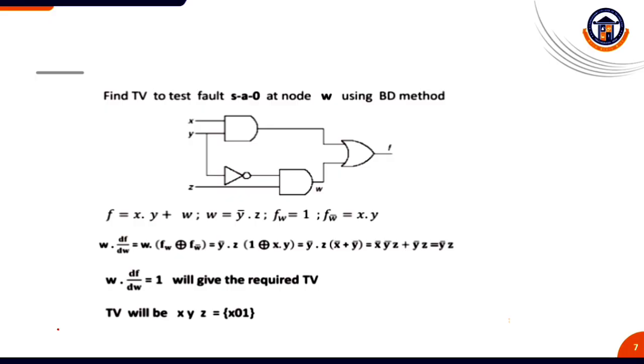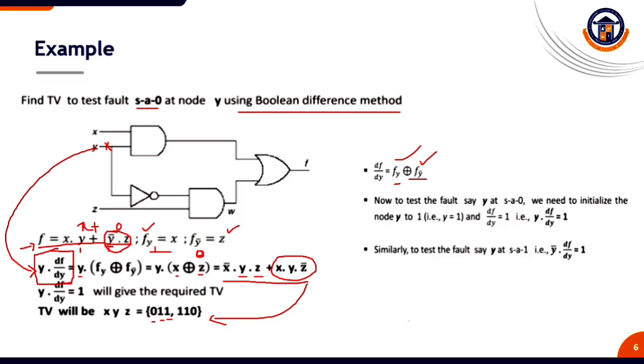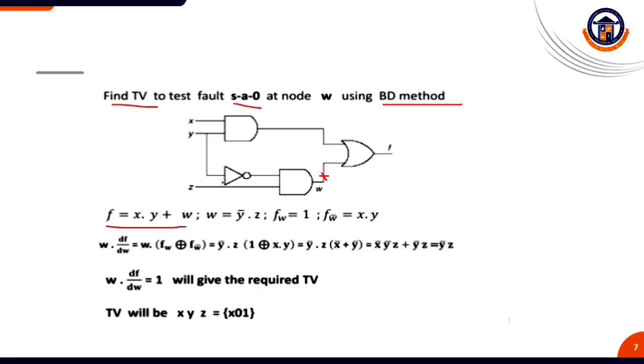Similarly, in the same given circuit, now this W line is affected by stuck at 0. Using the Boolean difference method, we can find the test vector. We already know that the main function of this expression is f equal to x dot y plus y bar z. Here we can substitute y bar z with a new value, w, that is w equal to y bar z.